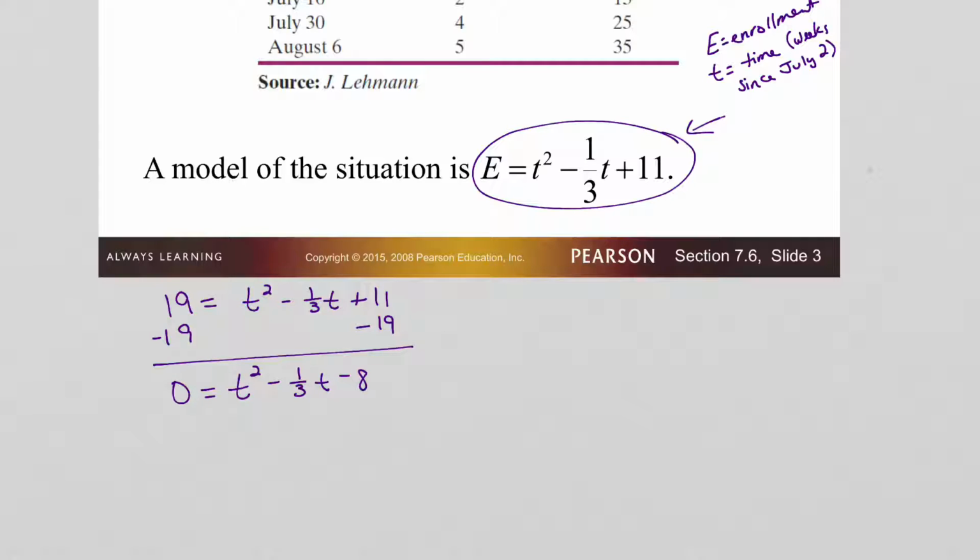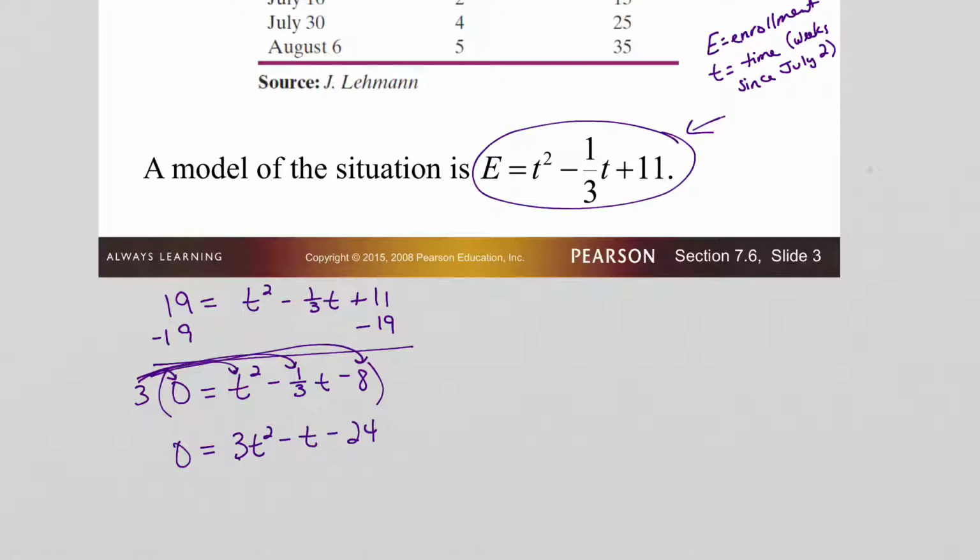Now I want to get rid of that fraction. So I'm going to multiply everything by 3. Where did I get 3 from? Well, it's the denominator. That's how I get rid of it. So I'm going to multiply 3 times every single term. So I get 0 is equal to 3t squared minus t minus 24.